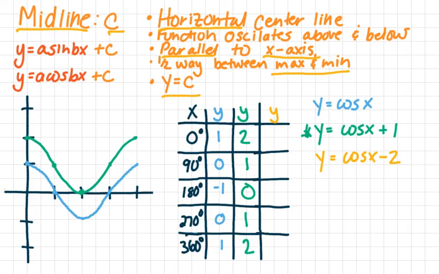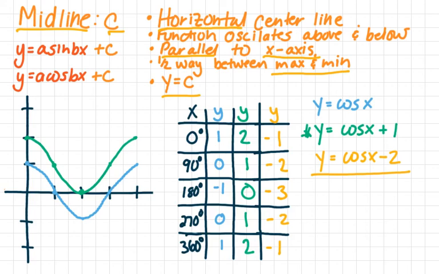Now, if we take a look at my last function here, my yellow graph of y is equal to the cosine of x minus 2, each of these ordered pairs or points will compare to the original parent function by a vertical shift of down 2. So at 0, I'll have the point negative 1. 90 degrees is equal to negative 2. 180 degrees will be negative 3. 270 is equal to a negative 2. And 360 is equal to a negative 1.